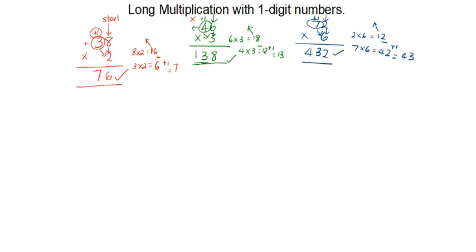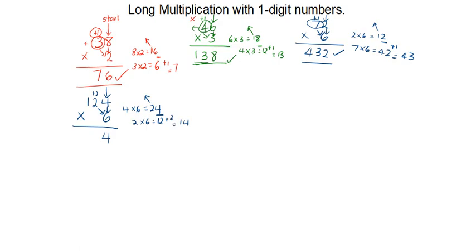Let's do one more example. Let's say we had 124 times 6. Again we're going to start in the units column. So 4 times 6 we know is 24. So we're going to write the 4 down, and we're going to carry the 2 over to the next column. Next we're going to say 2 times 6, and we know 2 times 6 is 12. And then we're going to add that 2 that we carried. That's going to give us 14.